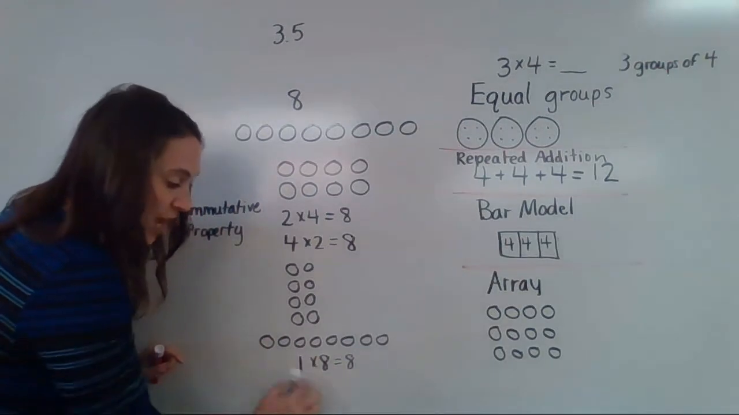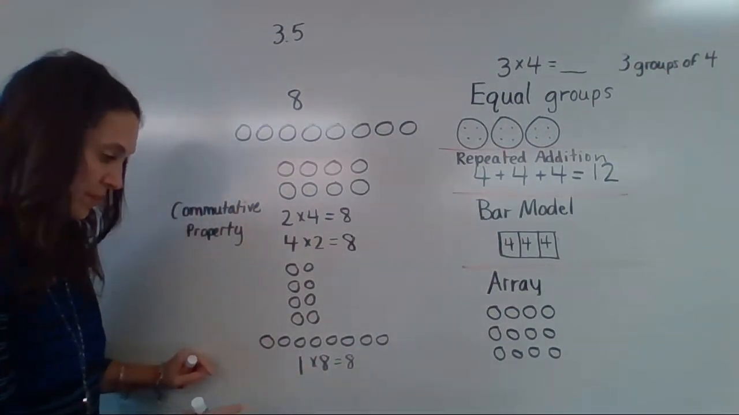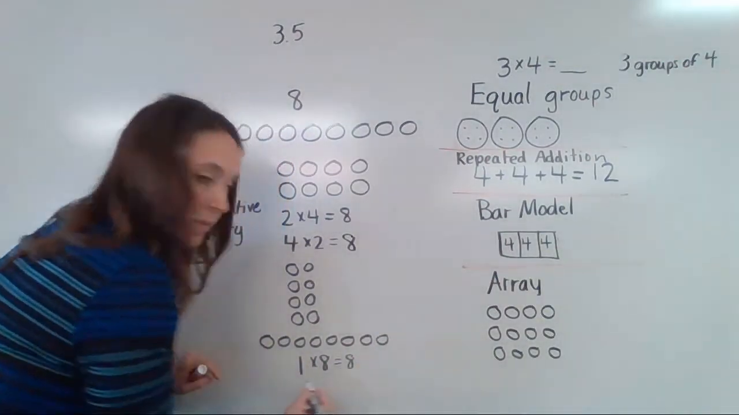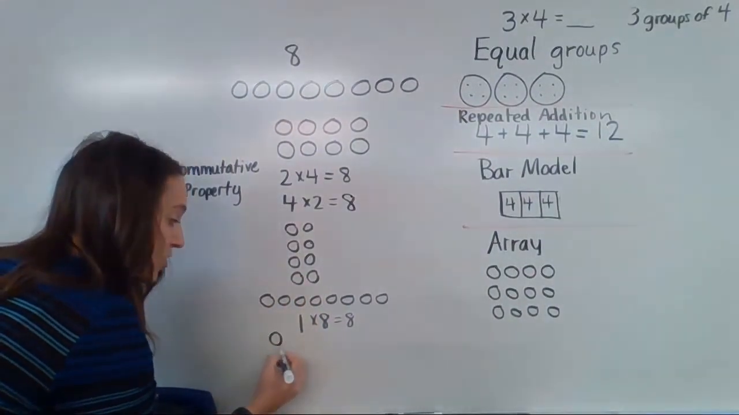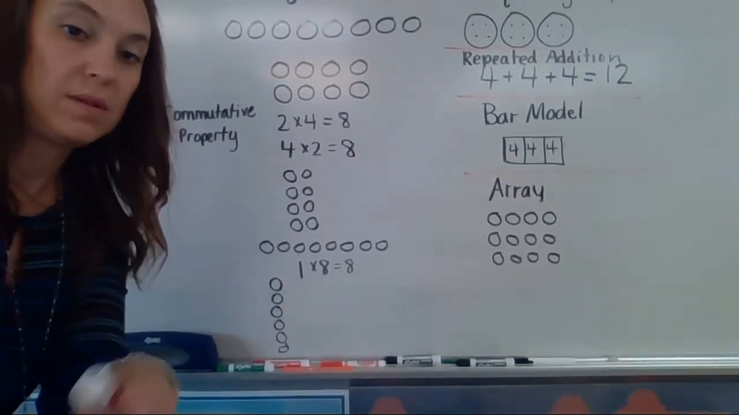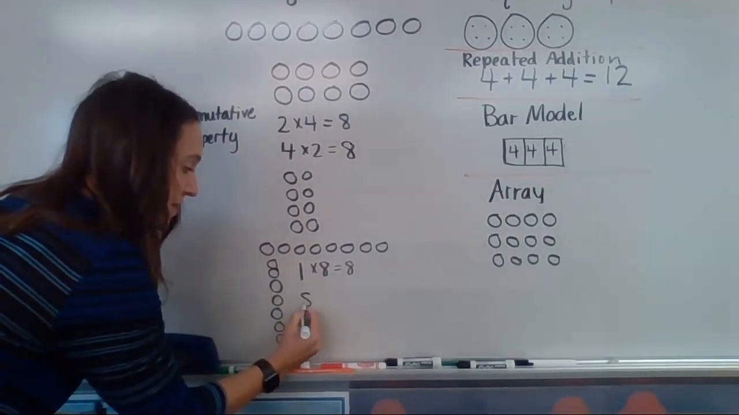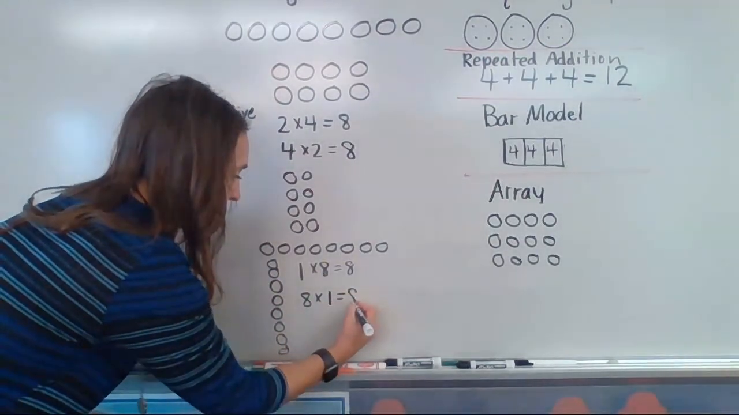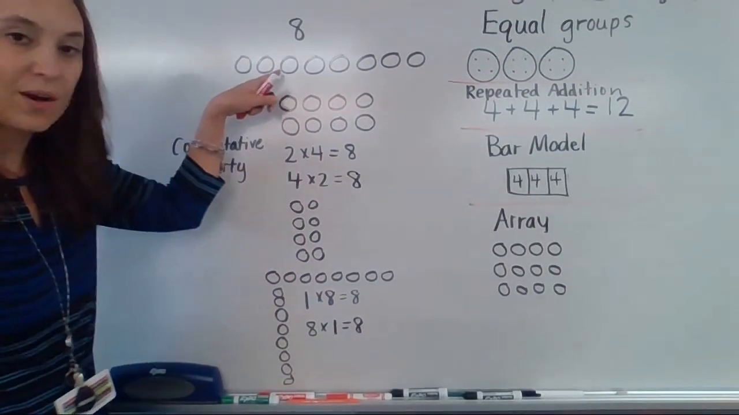I also can change the order of these, and I can make 8 rows of 1 in each group. But that would change this a little bit. So let's try that over here. Let's see if we can put it down further. So now let's reverse this. Let's try 8 going down. Let's squeeze this up here. Now we have 8 groups with 1 in each group. So those are the different ways that I can make equal groups using 8 counters.